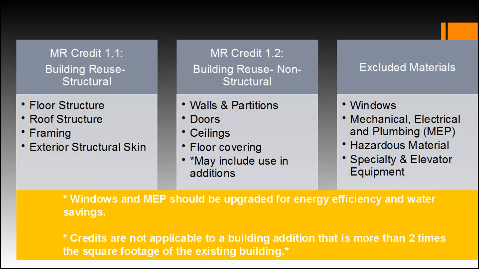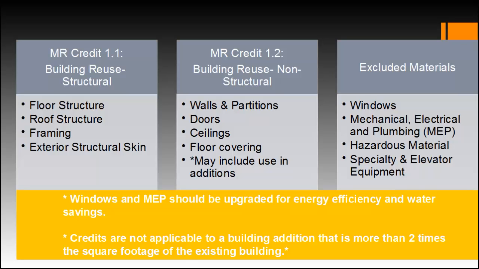So for an overview, MR credit 1.1, building reuse, pertains to structural components. This includes floor structure, roof structure, framing, and exterior structural skin. MR credit 1.2, building reuse non-structural, includes walls and partitions, doors, ceilings, floor coverings, and may include additional items, so you can move those items into different parts if you're doing a major renovation.